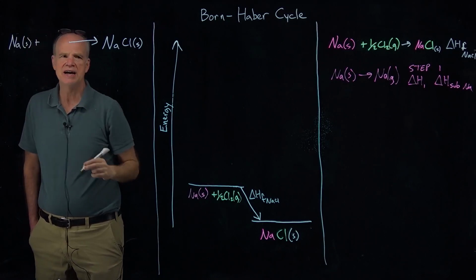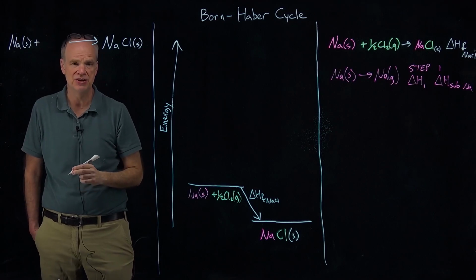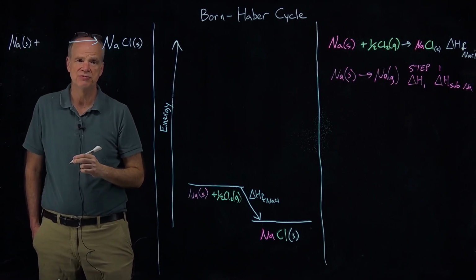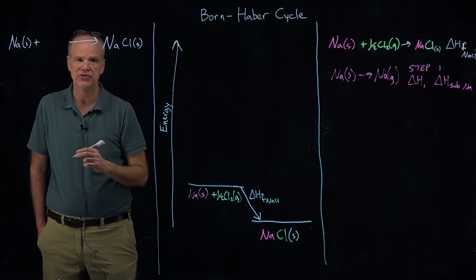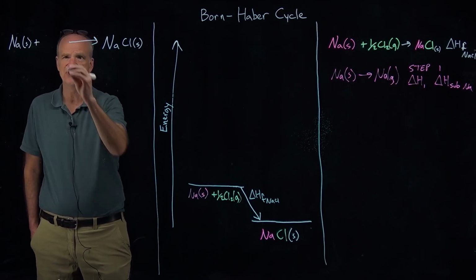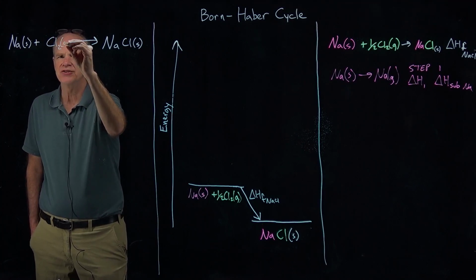But then we have chlorine. Now, chlorine is a little odd because, as you may know, chlorine at room temperature and pressure is a gas, and it's gaseous molecules. It's a diatomic molecule. So we can't just write Cl. We have to write Cl2 in the gaseous state.